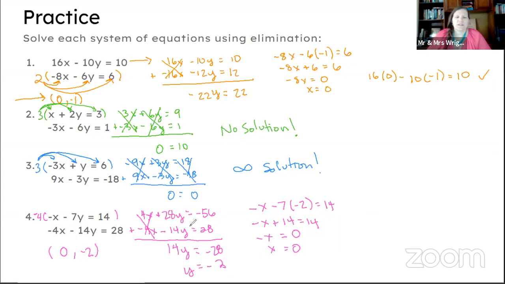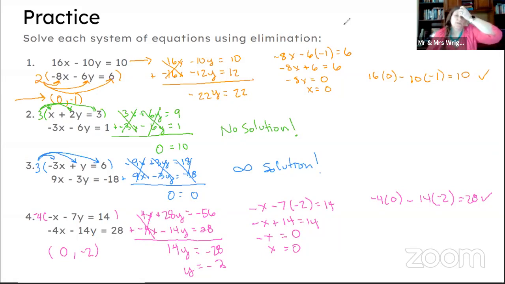Well, let's plug that into our other equation to see if it works. We're going to use the second equation this time. Negative 4 times 0 minus 14 times negative 2 equals 28. I'm going to use my calculator now. Negative 4, open parentheses, 0, close parentheses, minus 14, open parentheses, negative 2, close parentheses, equals. And I got 28. It checks out. And so my answer is verified. x equals 0, y equals negative 2.